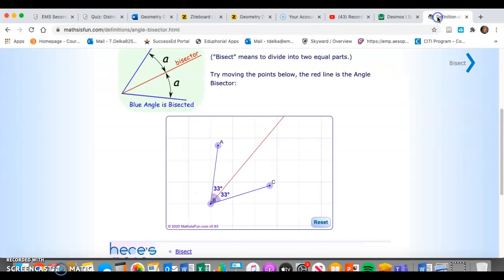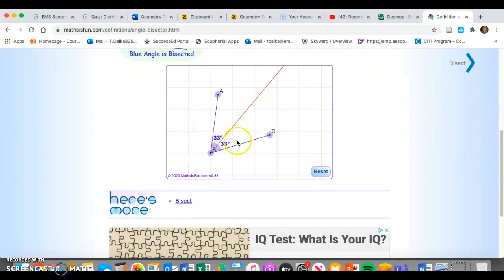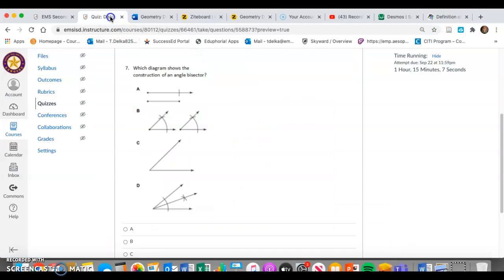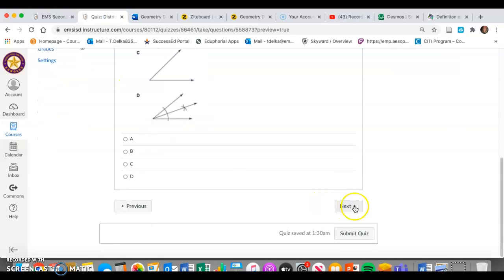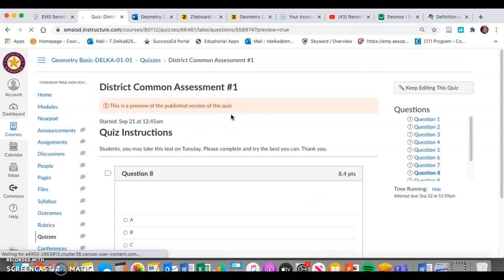And if you needed to look up, okay, angle bisector, they give you a few examples at Math is Fun, which I love, the Math is Fun website. So I'm always going to be a proponent of that.